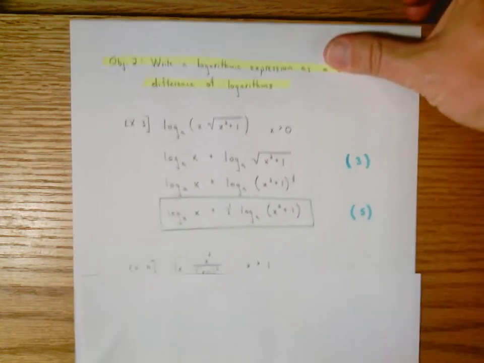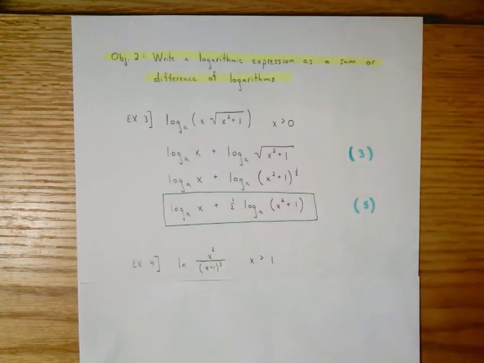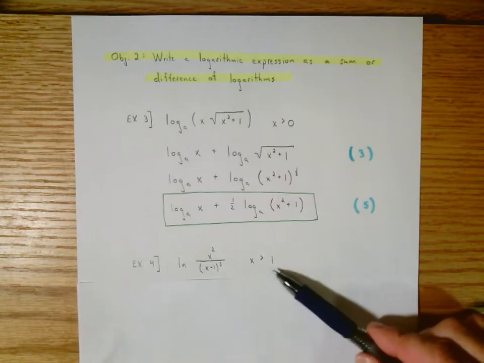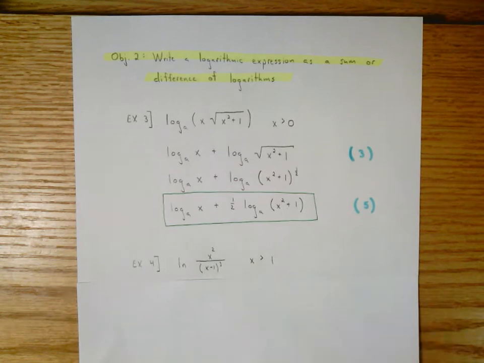All right, continuing along, example 4. Same directions. We're going to rewrite this single logarithm as the sum or difference of logarithms. We're also going to express all powers as factors. This logarithm is a natural logarithm. Remember, that means the base is e. This is the natural logarithm of a quotient. And again, they've given us an explicit domain.